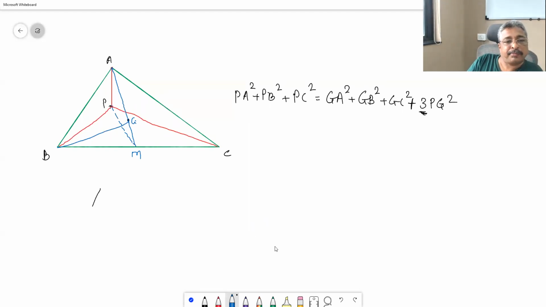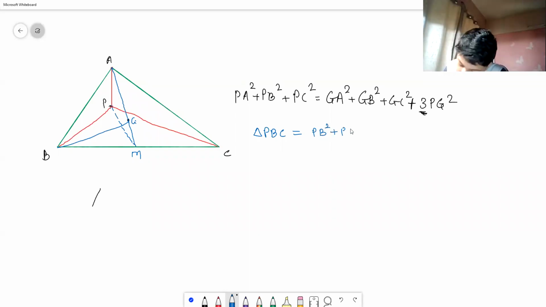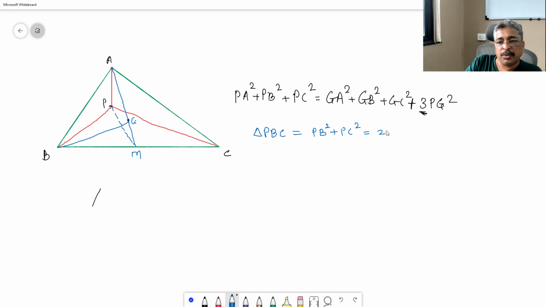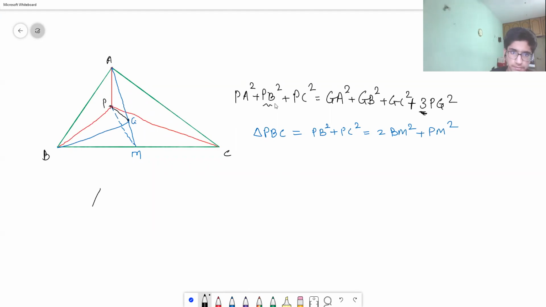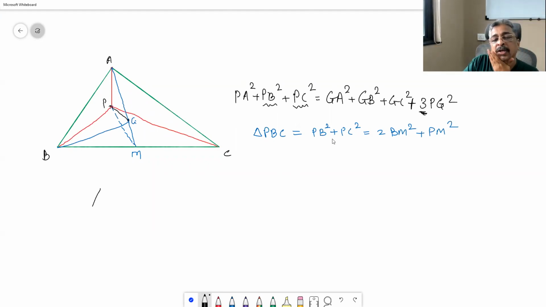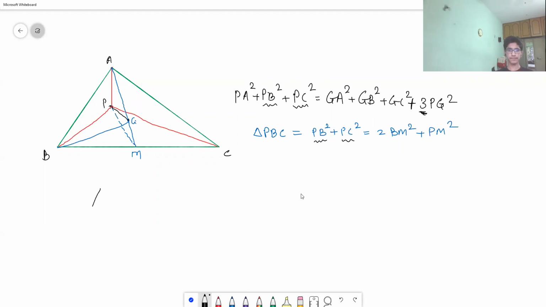So, we should first consider triangle PBC, because we have the Apollonius theorem available there. PB square plus PC square is equal to 2BM square plus 2PM square. Okay. And as far as the LHS quantity is concerned, we have achieved this.